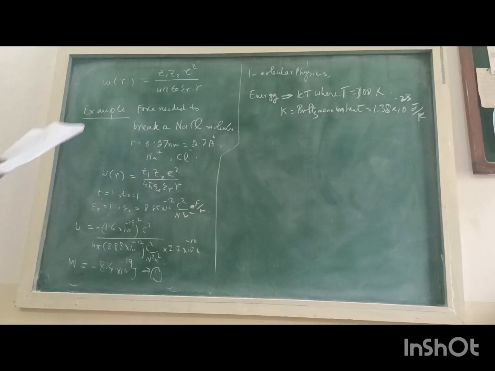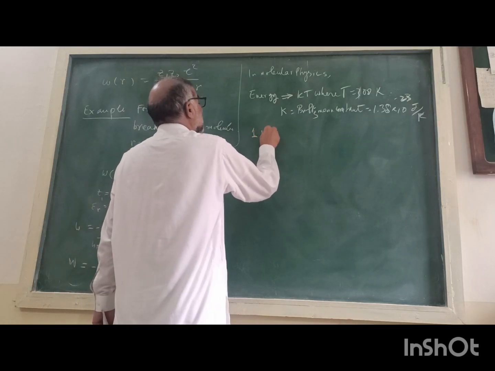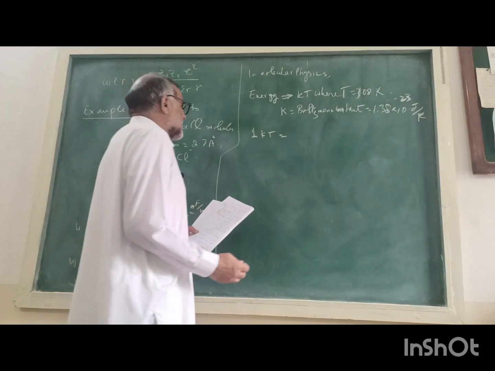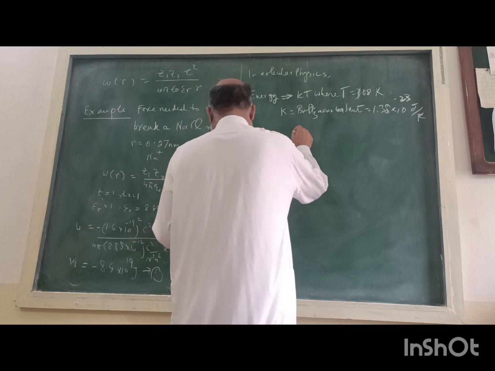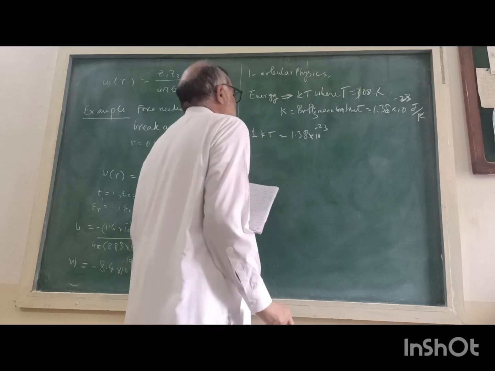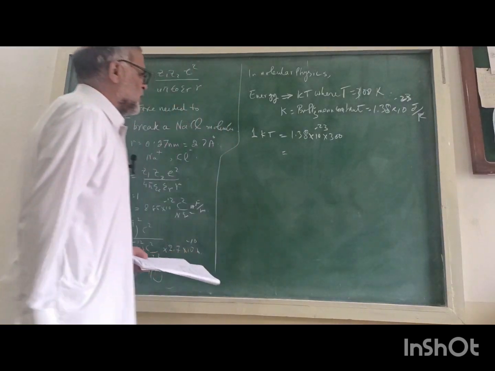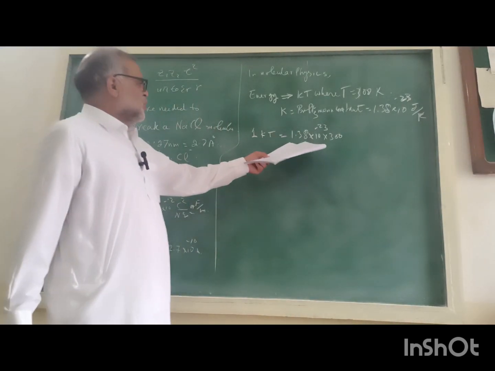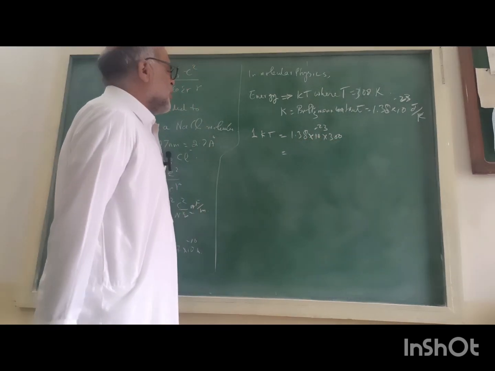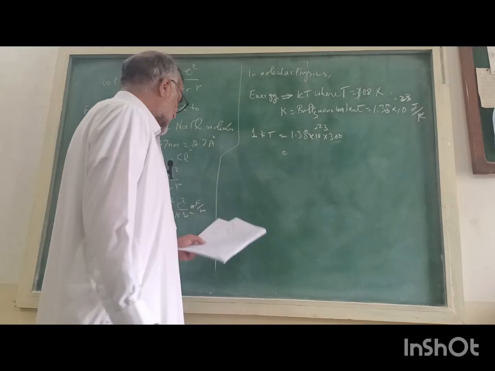So 1 kT energy. How much is this energy? How many joules is this energy? That is 1.3 times 10 to the power minus 23 multiplied by 300. And that will be equal to about 4.4 or something like that.